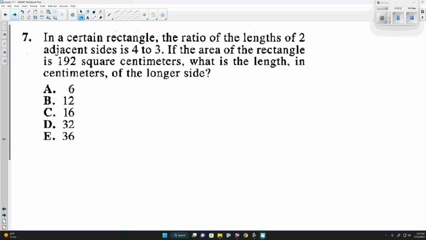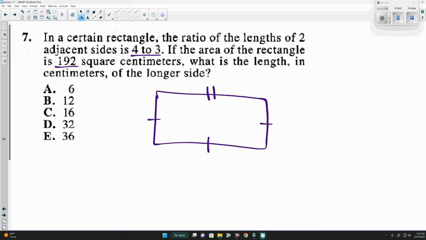In a certain rectangle, the ratio of the length of two adjacent sides is 4:3. If the area of the rectangle is 192 square centimeters, what is the length in centimeters of the longer side? So we have a rectangle. So we know that the opposite sides of a rectangle are going to be congruent.